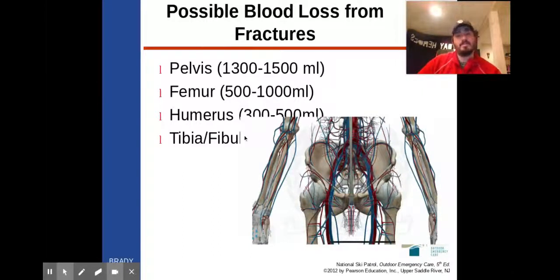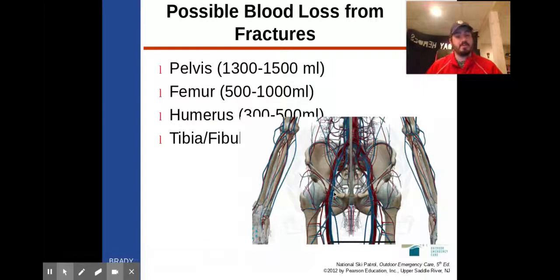We'll talk about the picture in a second, but depending on where you break, your tibia-fibula, that number is covered up. It's similar to the humerus, right? But your femur, you can hold 500 to 1,000 milliliters of blood. Your pelvis can hold up to 1,500 milliliters of blood. That's like a third of your entire blood volume. So you could be really going into decompensated shock. We'll talk about shock a little bit more in class, right? But your body could be going really downhill from bleeding, and we don't even know because we can't see it. It's all internal.